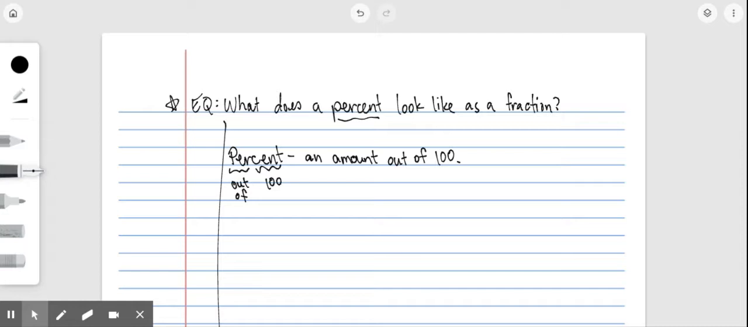is a specific type. So for example, if I got 20% cash back, that means that for every $100, I get $20 back. That's a lot of money if you think about it. Okay, so percents tell you how much out of 100.